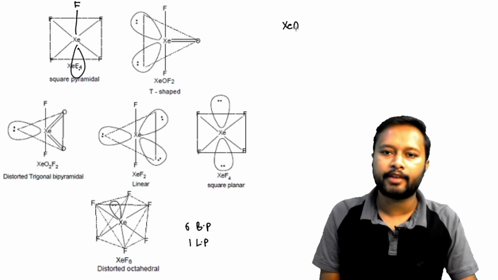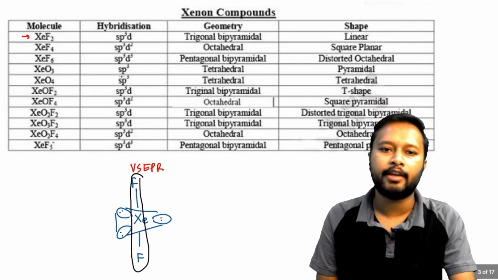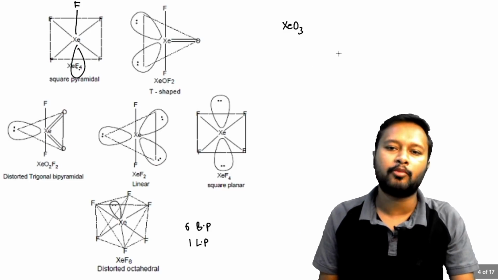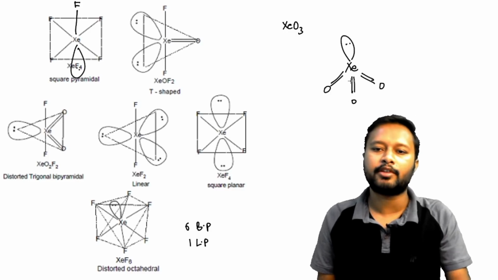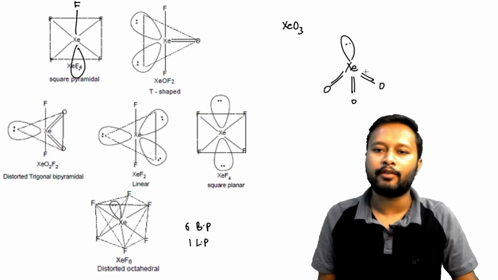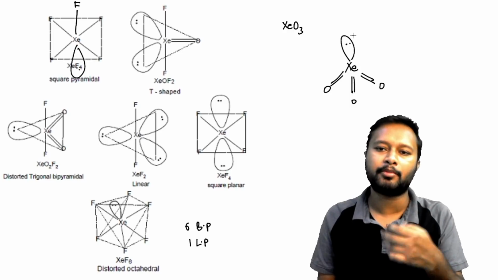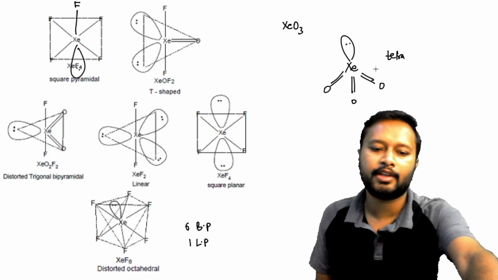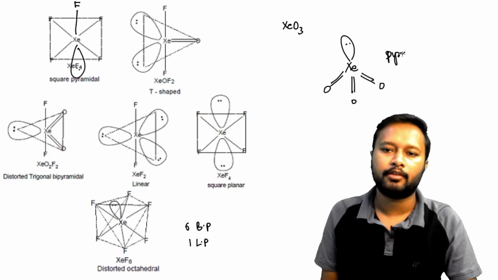Just like you have XeO3, xenon trioxide, if you can see from the table, it has tetrahedral geometry but pyramidal shape, so it will be similar to your ammonia molecule. In this you will have double-bonded oxygens like this. Remember, xenon can form 8 bonds, so 1, 2, 3, 4, 5, 6 bonds are done. 2 electrons have not formed bonds, so they will remain as a lone pair here. So this has a tetrahedral geometry, but the shape is pyramidal.